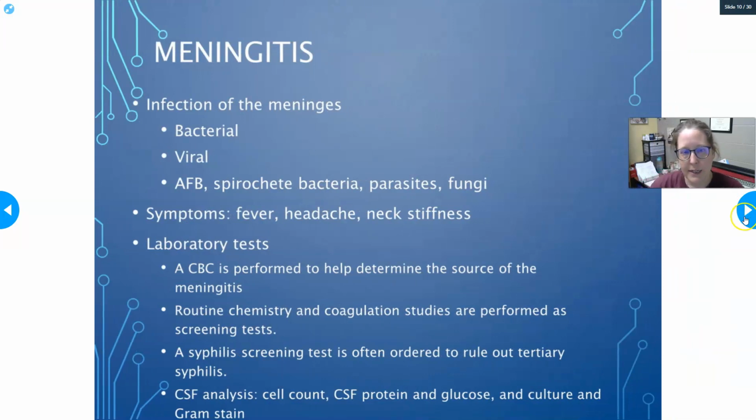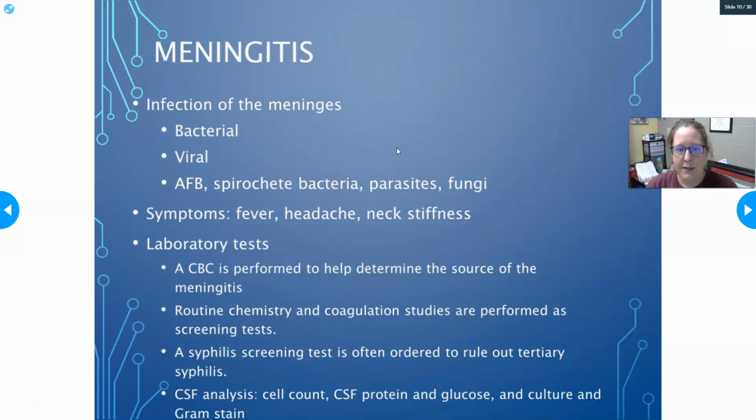Next is meningitis. That is an infection of the meninges. Again, those three, pia mater, subarachnoid mater, and dura mater, are the meninges. That infection can be bacterial, viral, or caused by acid-fast bacilli, so you're thinking TB, spirochete bacteria, so you're thinking syphilis, or parasites. For example, there's a brain-eating parasite that can be found in waters, Naegleria fowleri, I almost forgot it, or fungi, cryptococcal meningitis, for example. So these all can have a variety of causes.